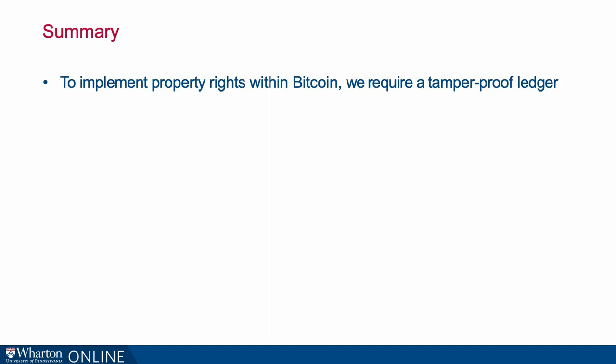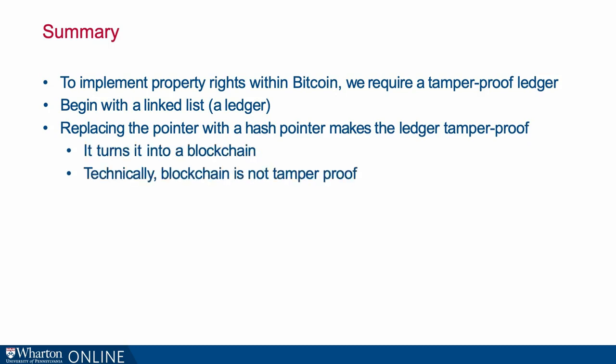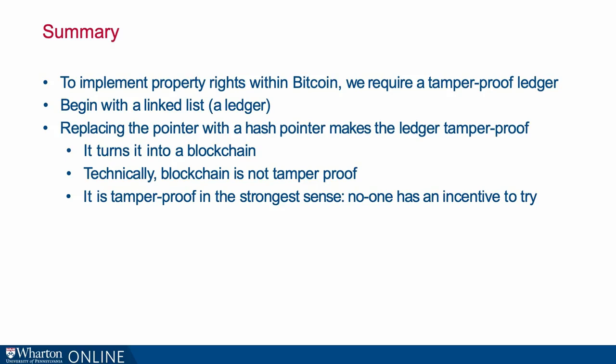So to summarize, to implement property rights within Bitcoin, we require a tamper-proof ledger. We begin with a linked list, that's just a ledger. Replacing the pointer with a hash pointer makes the ledger tamper-proof. It turns it into a blockchain. Now, technically, blockchain is not tamper-proof. However, any tampering is extremely likely to be detected because to create a tampering that's not detected, you have to tamper with every stage along the chain. So thus it really is tamper-proof in the strongest sense. No one has an incentive to even try.